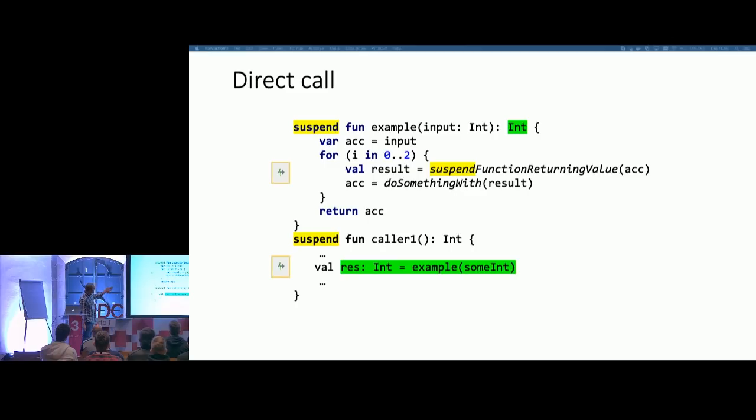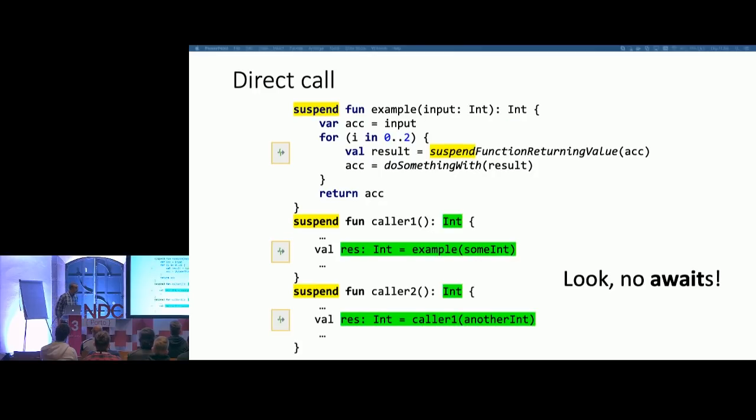Also, if I need to call this function, I'll call the function directly. So if I have caller1 calls example, example returns an int, and caller1 can use that int directly. The same thing if I have another suspend function, caller2, that calls caller1, that calls example. So straight, plain code. Not a future inside, not an await inside. What I have is that suspend marker or that suspend modifier on the functions.